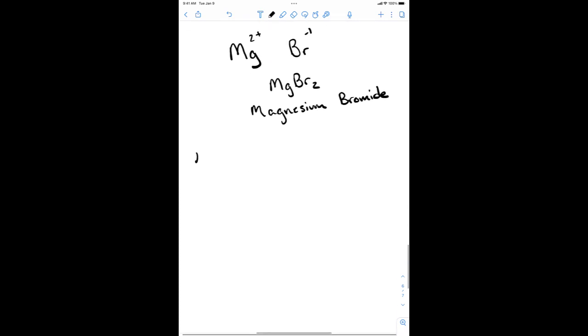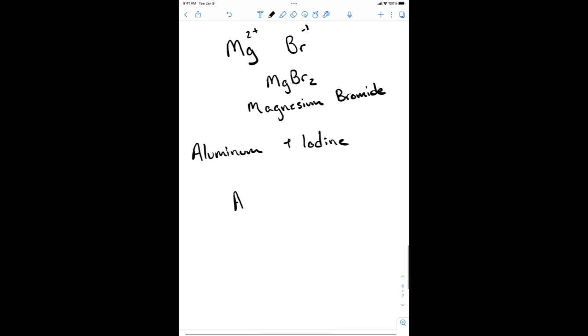Finally, we have aluminum and iodine. Aluminum is going to have a +3 charge. Iodine will have a -1 charge. And so we would end up with AlI3. And we would call that aluminum iodide.